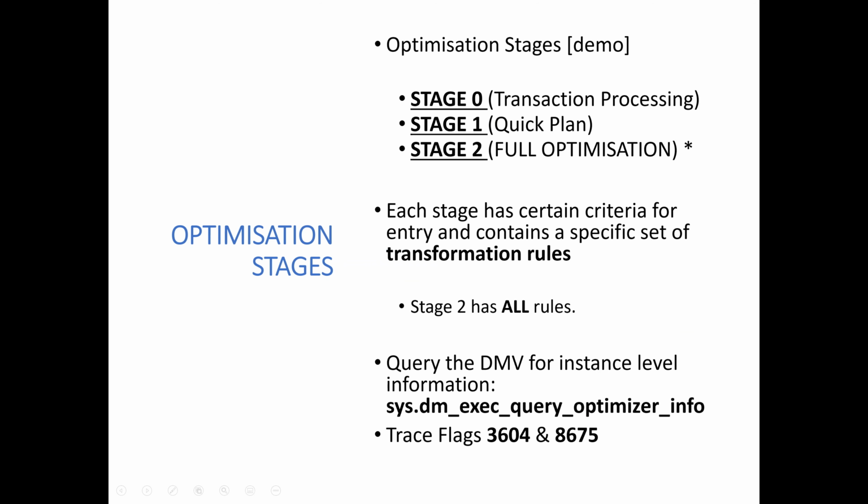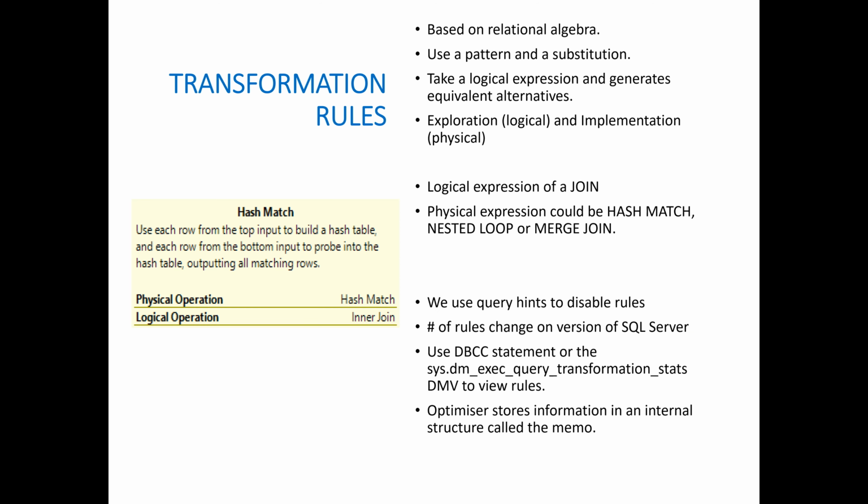We're now going to jump a little bit deeper into transformation rules. These are the individual optimizations that SQL Server applies to our query. They are based on relational algebra. Don't worry, we're not going to go flying into that. But they do use a pattern and a substitution. What actually happens is that they take a logical expression and generate equivalent alternatives. We have logical alternatives in the exploration phases. Remember those from earlier.